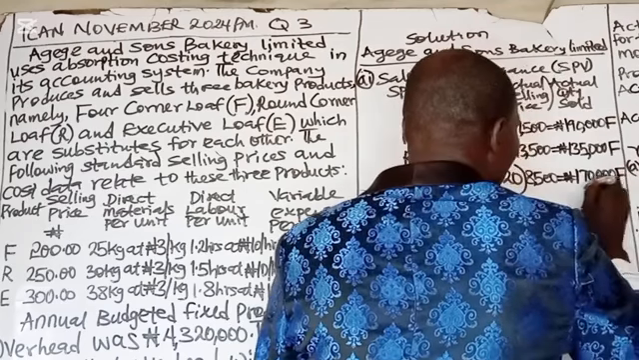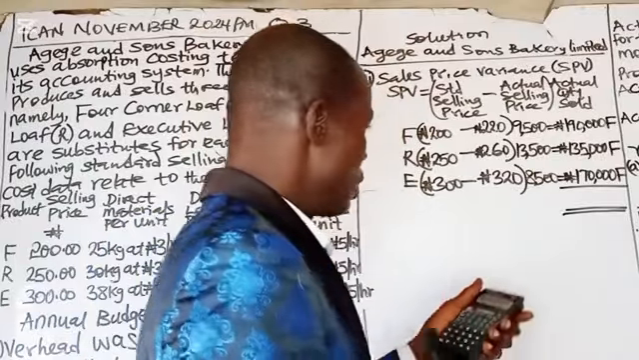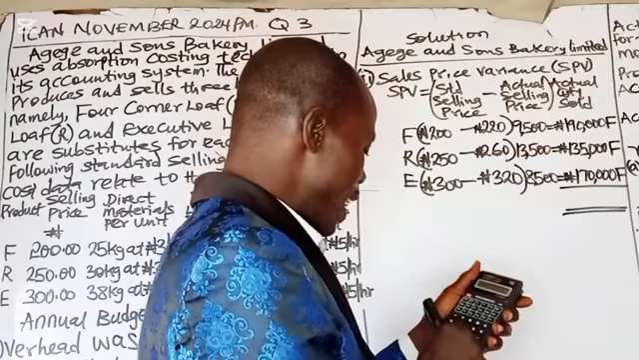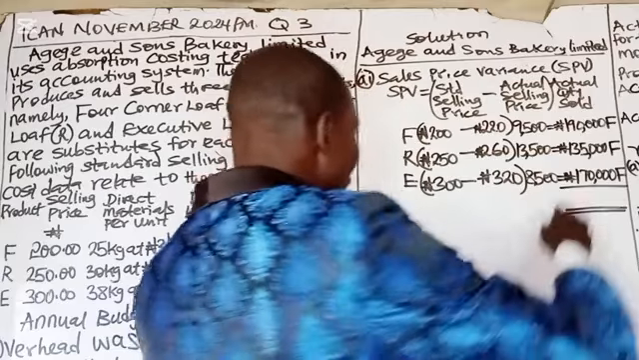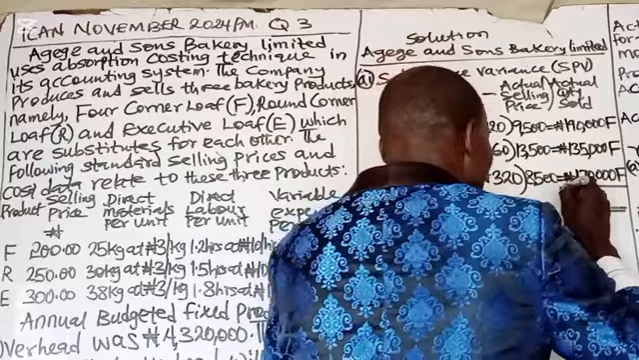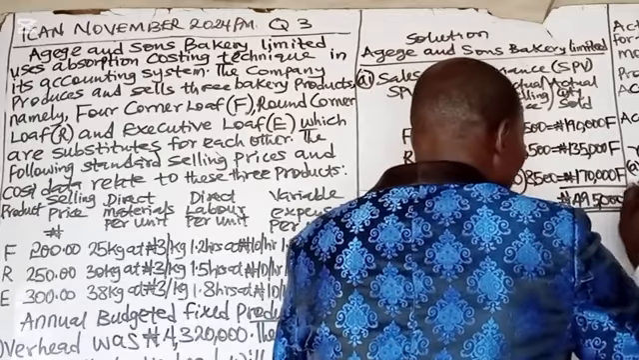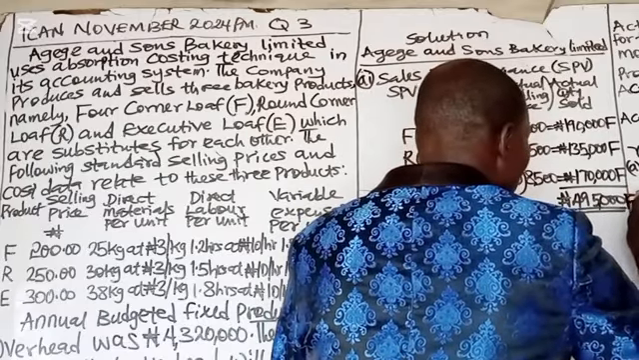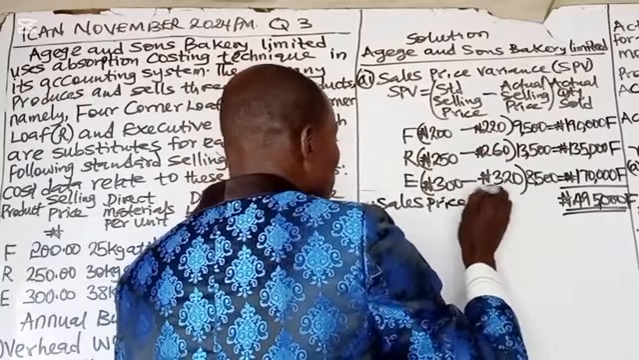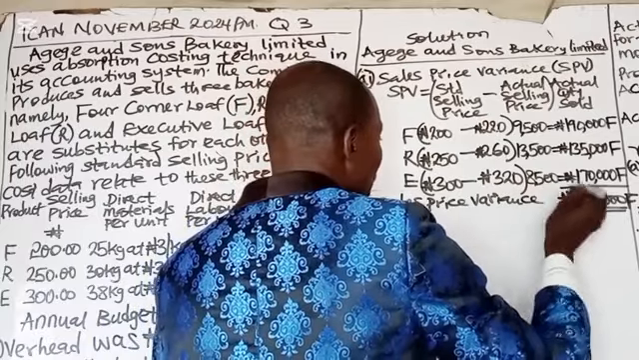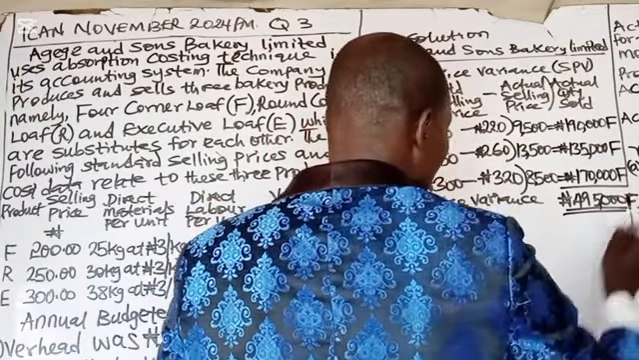Now, let's sum up our favorable variances for the three products. 170,000 plus 135,000 plus 190,000, so we have 495,000 naira as the total. 495,000 naira favorable. That is the sales price variance. We have a favorable variance of 495,000 naira.